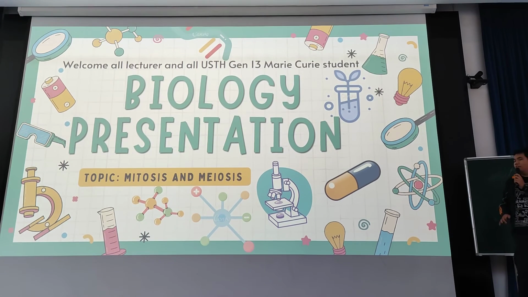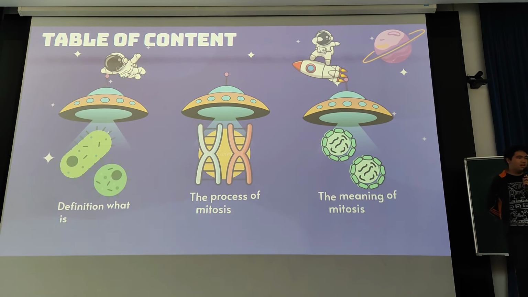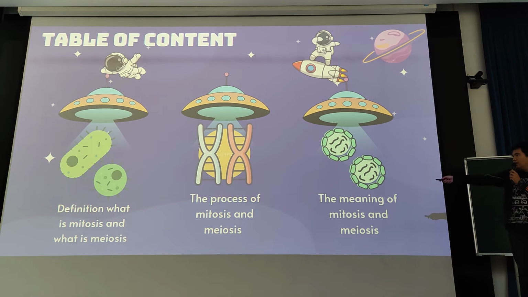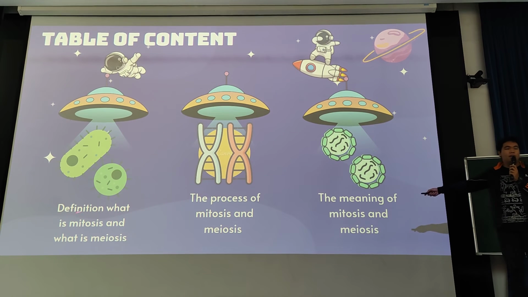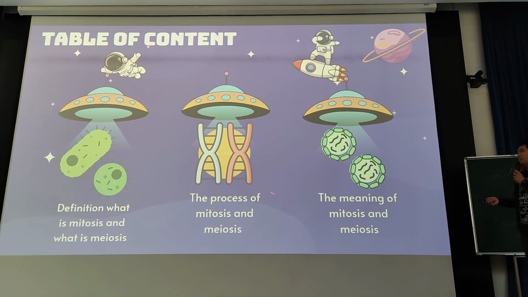Okay, first of all, I would like to look at the table of contents. First, I would like to talk about the definition: what is mitosis and meiosis? The second part I would like to describe is the process of mitosis and meiosis. And the last one, I will talk about the meaning of mitosis and meiosis.